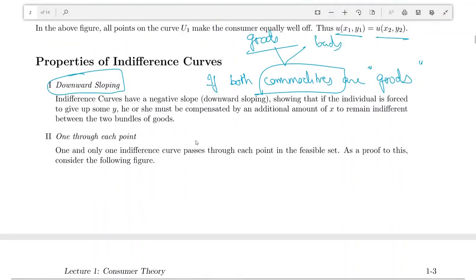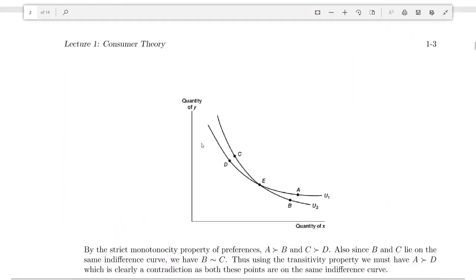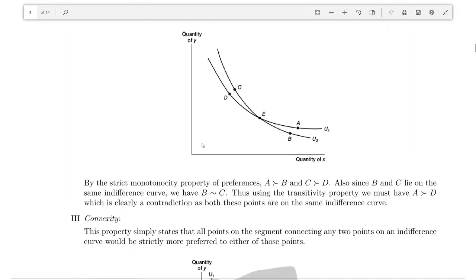Second property, one through each point. So there will be exactly one indifference curve passing through each point. Let us prove this by contradiction, assuming there are multiple indifference curves passing through this point. So there's a U1 indifference curve and a U2 indifference curve, both passing through point E. Now we are assuming both commodities are goods.